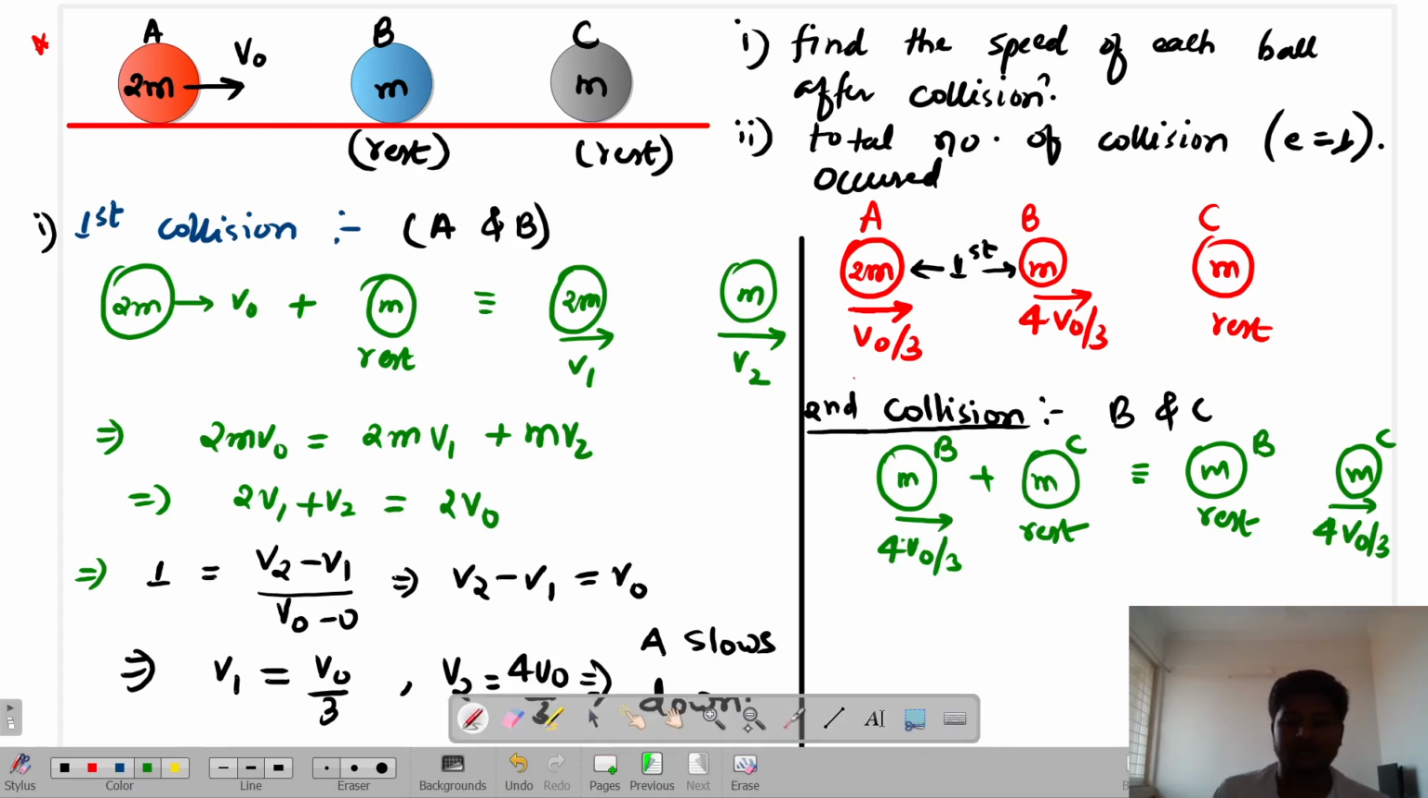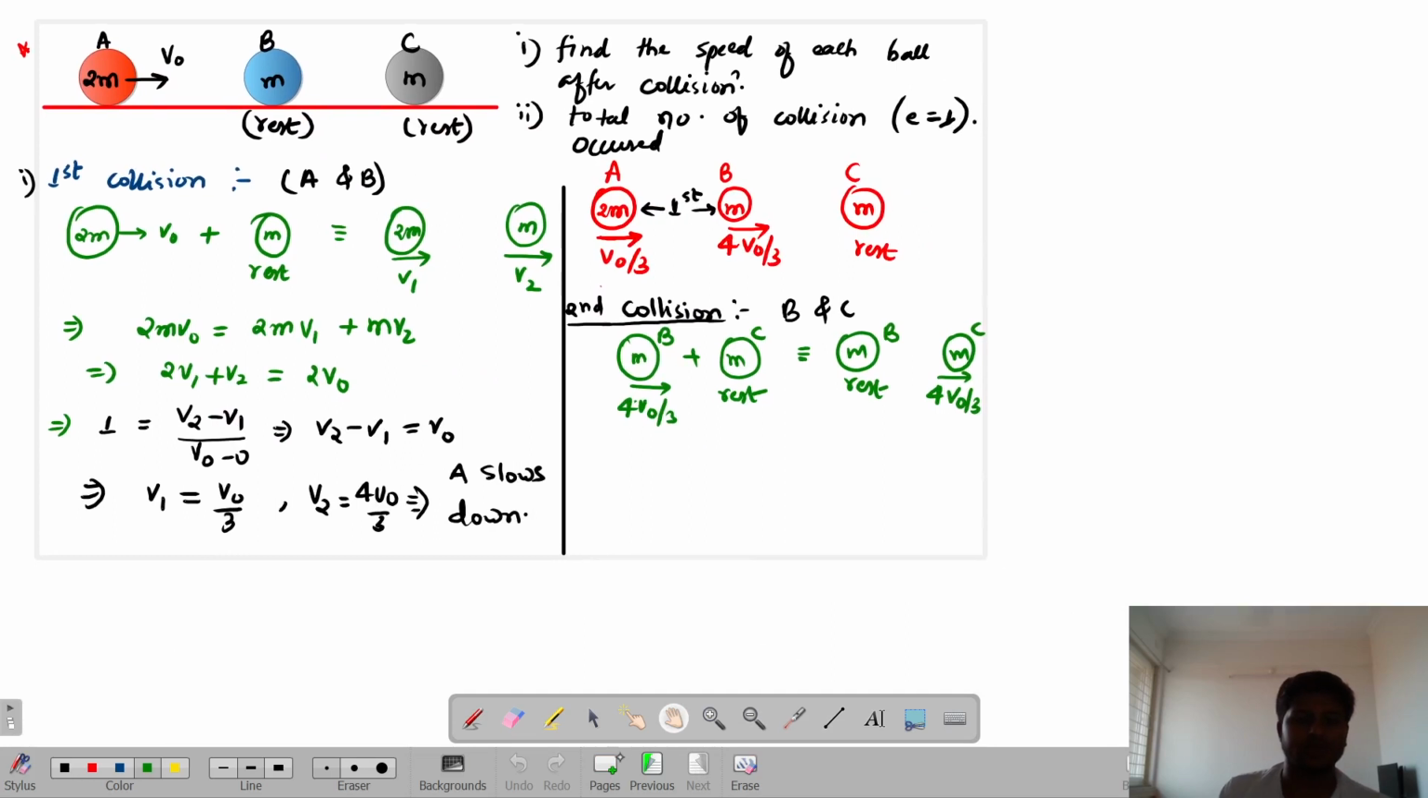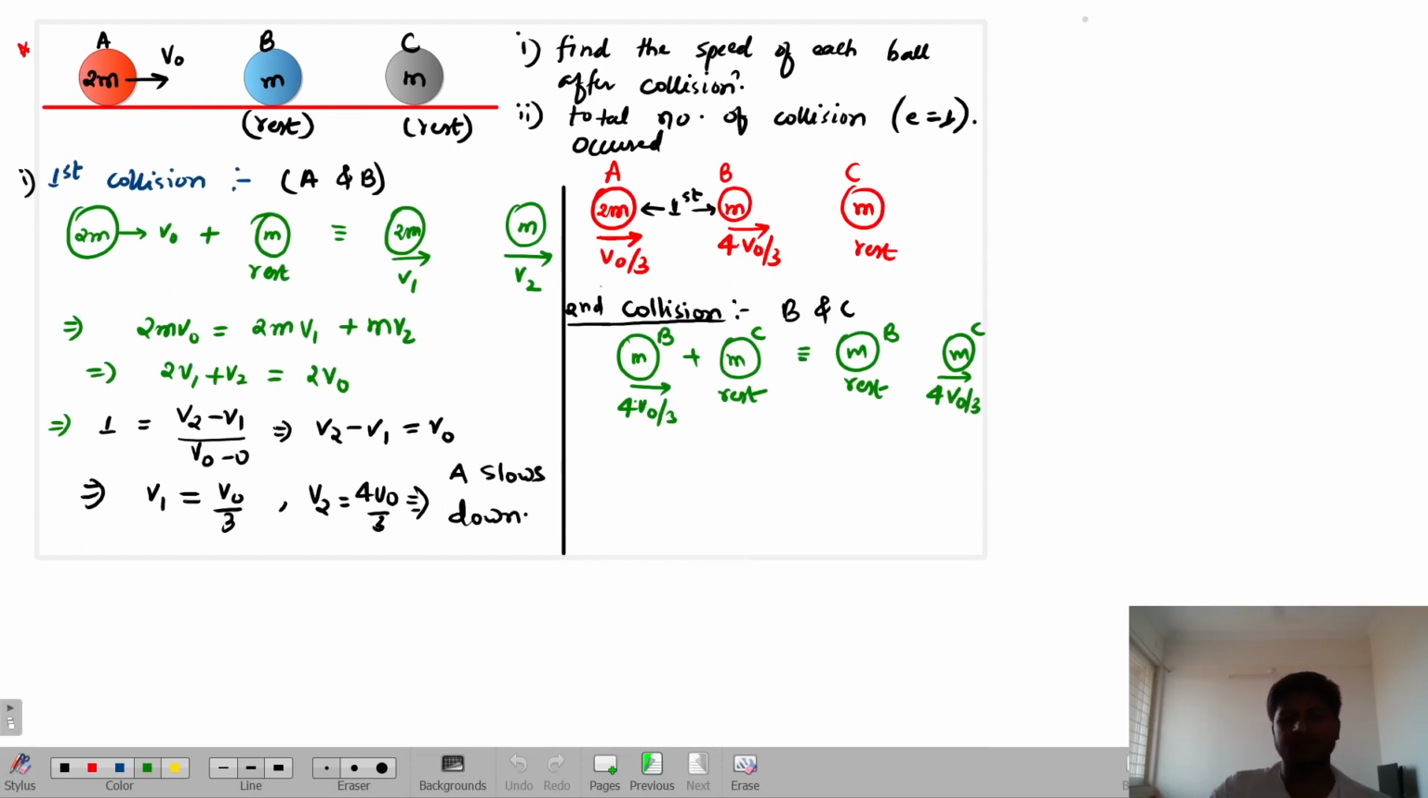This is clear. Now, after getting 4V naught by 3, what happens for the third collision? Try to understand. A is still moving, while B has come to rest after the second collision. So there is a chance of a third collision. There is definitely a third collision which is going to take place, and that is going to be between A and B once again.